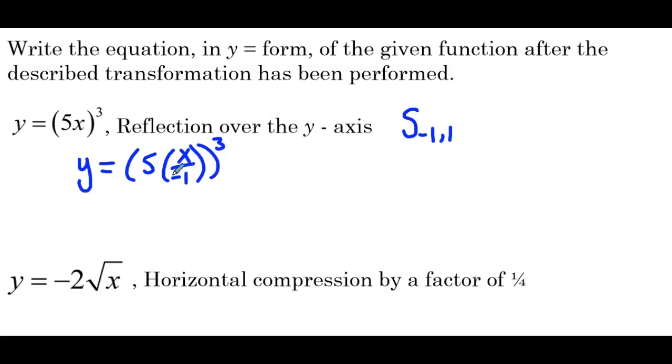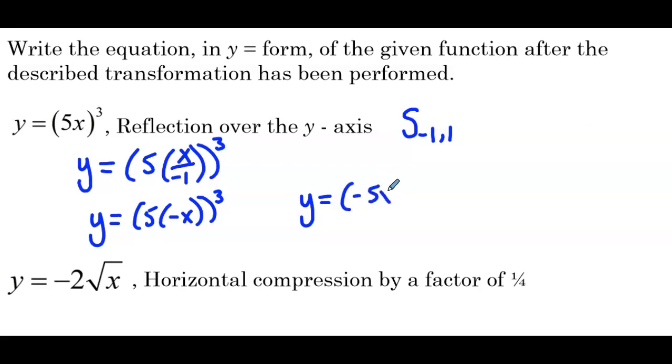Now that looks pretty complicated. We can clean that up. x divided by -1 is just -x. So I can write 5 times -x cubed, which I can go one step further and write y equals (-5x) cubed. And there we have the equation. So they challenged us a little bit by not giving us a parent function, but as long as we're consistent with our method, it shouldn't really throw us off too much.